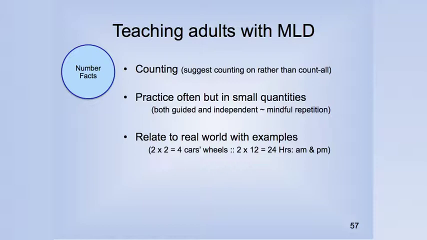There's a counting on and a count all. So if I say 5 plus 3, a learner with an MLD might say 1, 2, 3, 4, 5, and then they might say 1, 2, 3. And then they might say 1, 2, 3, 4, 5, 6, 7, 8. That's sort of a count all approach. Gets them to the correct answer, but there might be a more efficient way, and encouraging a counting on. So you go 6, 7, 8.